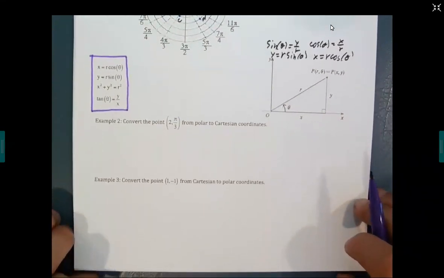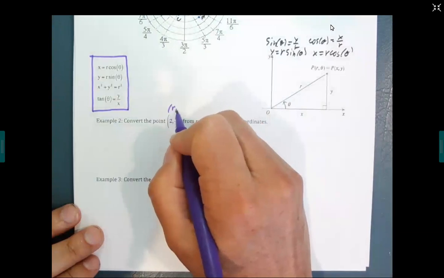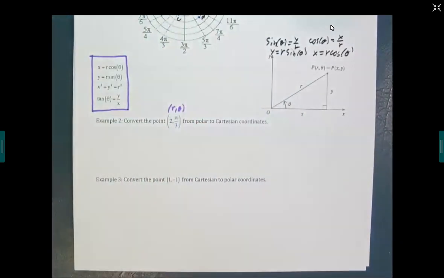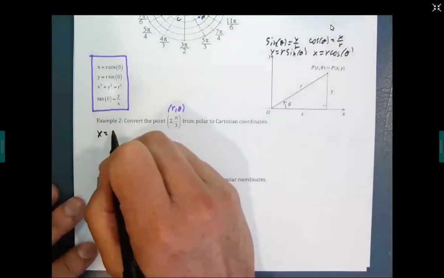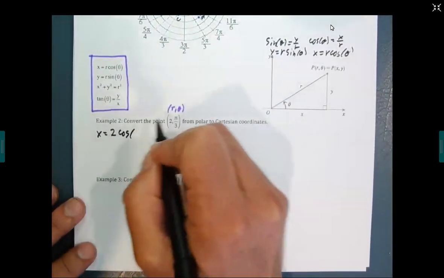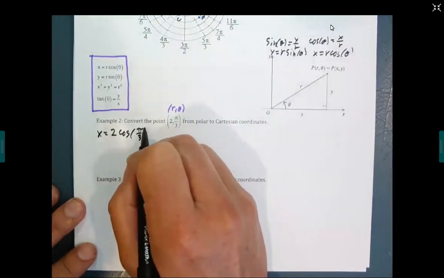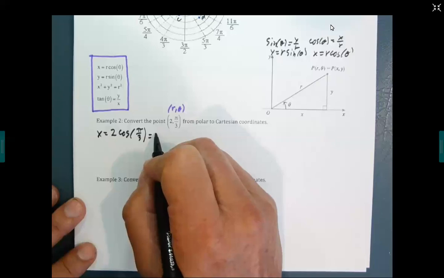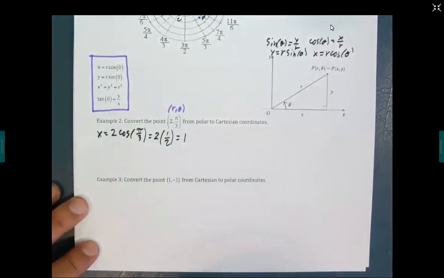And let's go ahead and do some conversions. So here we have a point that is there, and they want us to go from polar to Cartesian, meaning we want x and y only. Well, I know x is r, which is 2, cosine theta, I'm getting that from there, which is π over 3. So this is going to be 2, and cosine of π over 3 is 1/2. It's going to be 1.